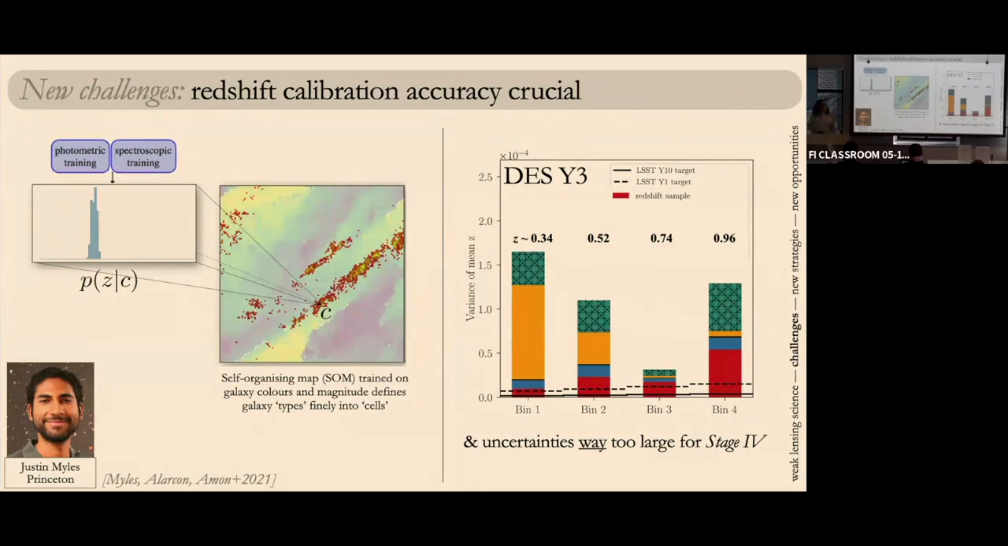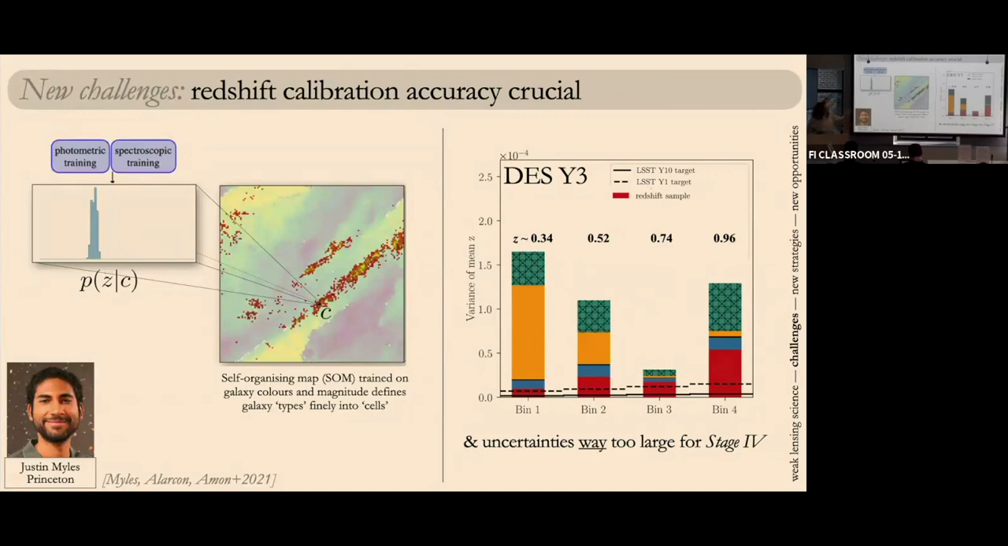And so to get around that in DES, what we do is we also use narrowband photometric data like COSMOS to fill in where we don't have spectra. And we define an uncertainty due to that problematic training sample as the difference between the two. And that's the red bar on the right-hand side. So that's showing the error budget for each redshift bin, just due to redshift calibration. And the red bar is coming from our problems with the training sample that's not representative or not accurate enough.